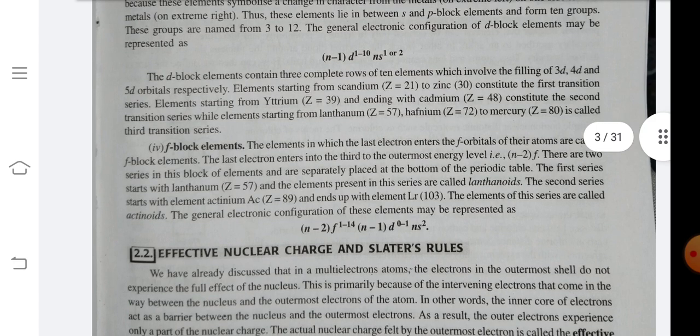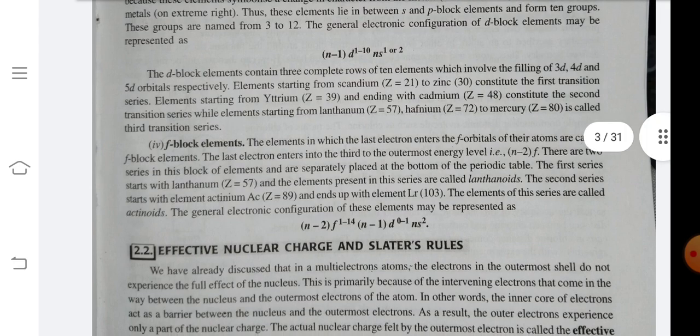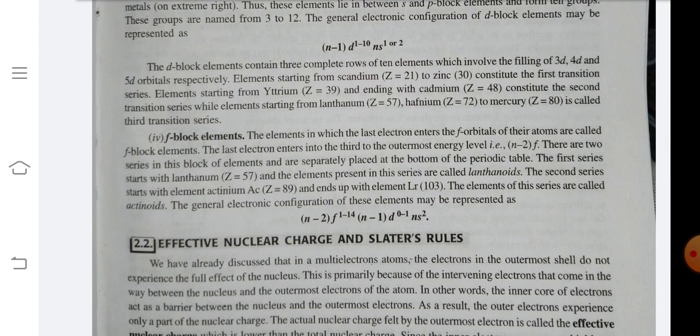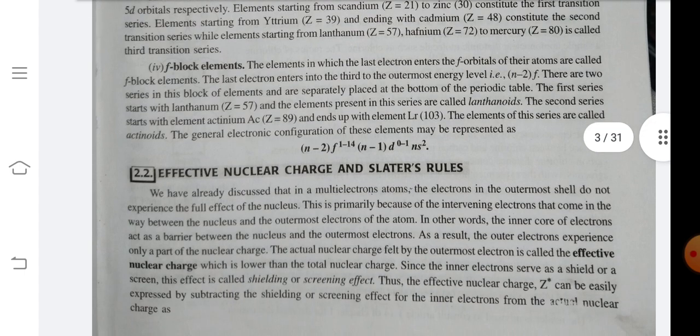In general, the electronic configuration of D block elements may be represented as (n-1)d1 to 10 ns1 or 2. The D block elements contain 3 complete rows of 10 elements, which involves the filling of 3d, 4d and 5d orbitals respectively. Elements starting from scandium to zinc constitute the first transition series. Elements starting from yttrium and ending at cadmium constitute the second transition series, while elements starting from lanthanum, hafnium to mercury are called the third transition series.